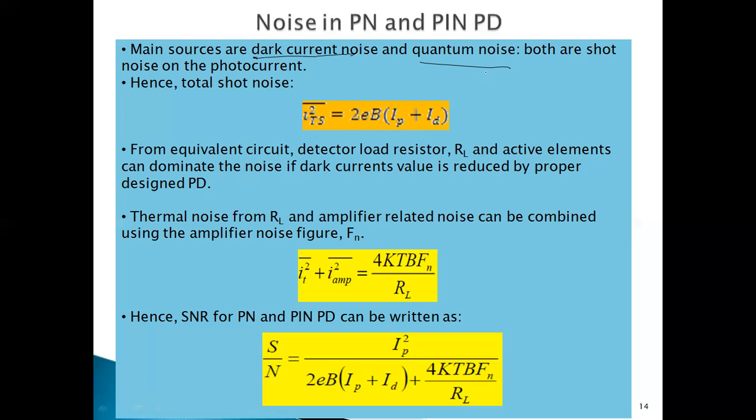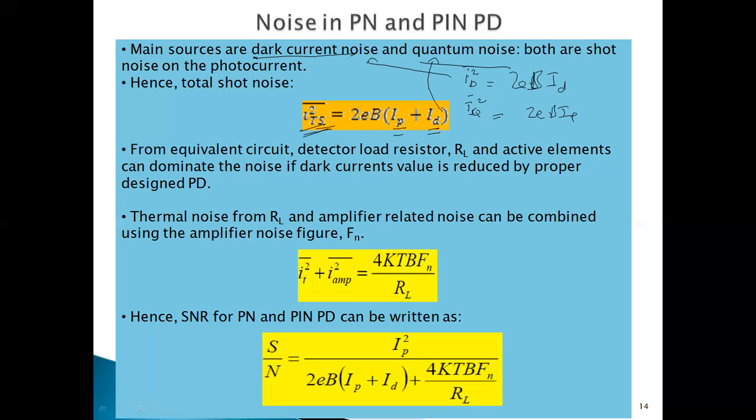We have learned before that the dark current noise is given by 2eB I_D, whereas the quantum noise is given by 2eB I_P. So this is the dark current noise, and that is the quantum noise. When these two noises exist together in your photodetector, we can combine them by simply summing up the values. So the mean square of the total shot noise current will be the addition of these two: 2eB (I_P + I_D), which is the summation of the photocurrent and also the dark current value.